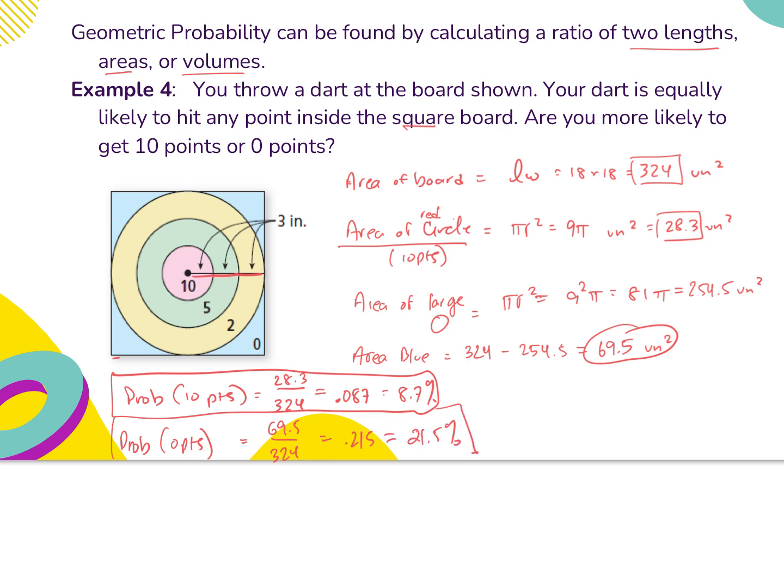So which one is more likely to occur? The 0. You're more likely to get 0 points than you are to get 10 points because 0 makes up more of the square or the board than the red.